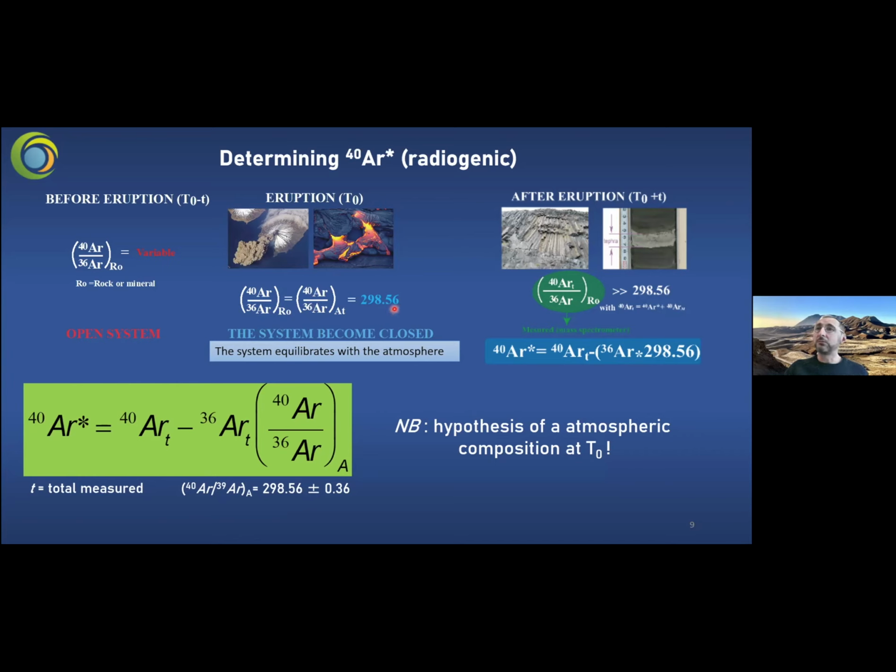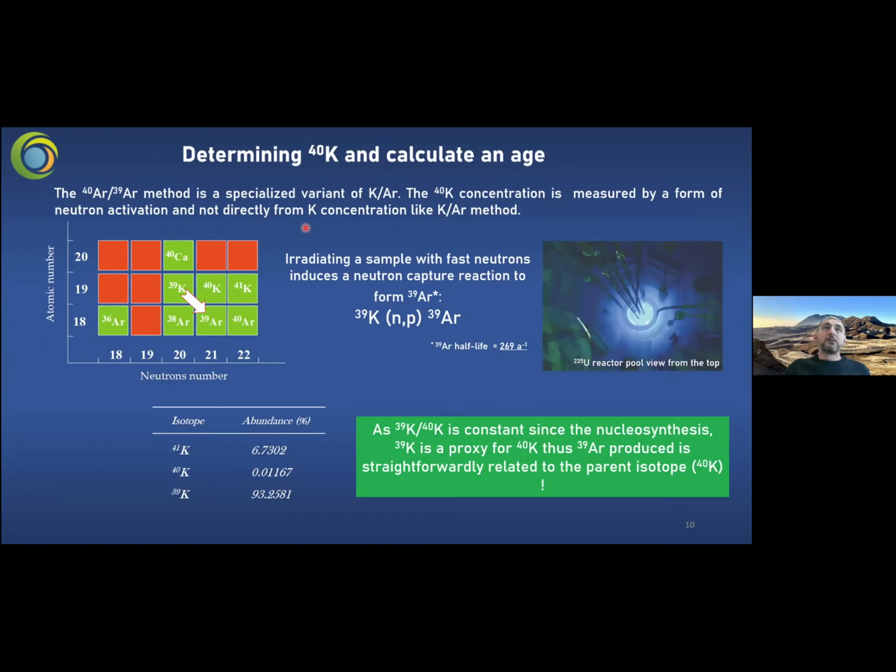This is our T0. With time, of course, argon coming from the decay of potassium is trapped into the crystal matrix, and the ratio inside the rock becomes higher than 298.56. Of course, you have to remember that the main hypothesis that we are making is that the rock or the minerals equilibrate with the atmosphere at T0. So now, how can we determine the potassium-40 and calculate an age using the argon-argon method?